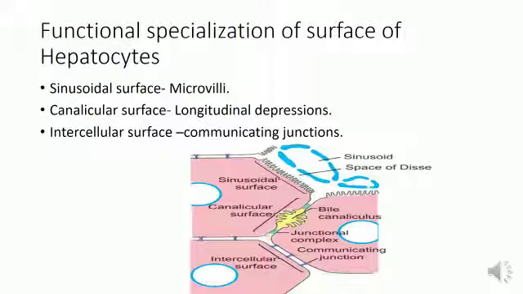The third type is the intercellular surface. Here, the areas of cell surface where adjacent hepatocytes are united to each other, just as in typical cells. The communicating junctions allow exchange between the cells. About 15% of the hepatocyte surface is intercellular.